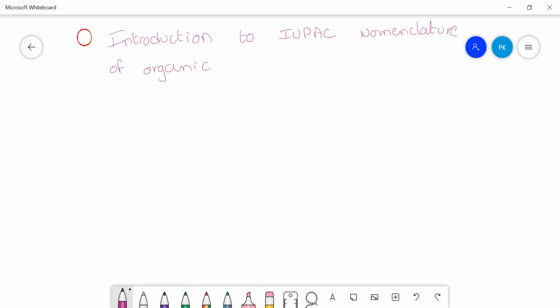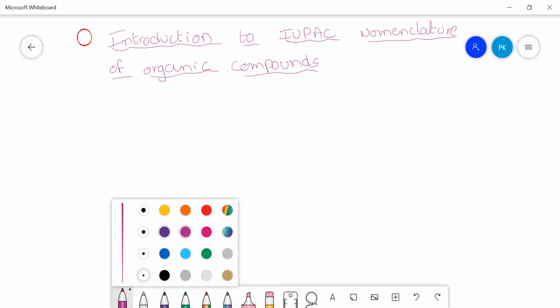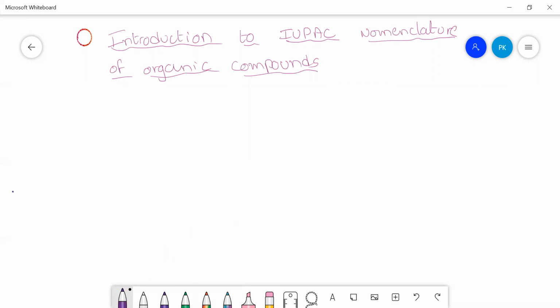Introduction to IUPAC nomenclature of organic compounds. A very, very important topic, students. We'll discuss topic wise in this, a very lengthy topic. So in today's session, we are going to discuss only the basic introduction and how to write the name of organic compounds, and those rules and all we'll discuss in the next session.